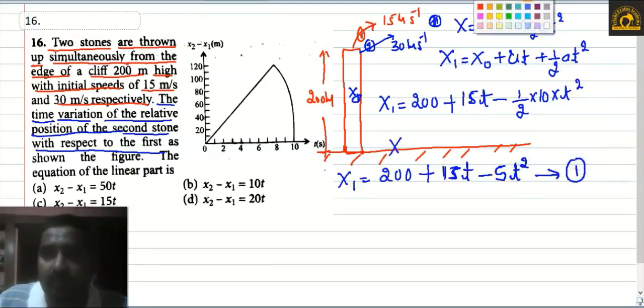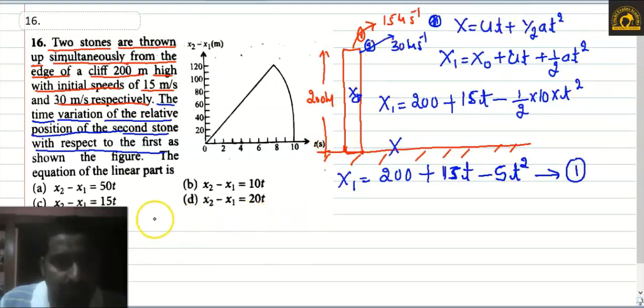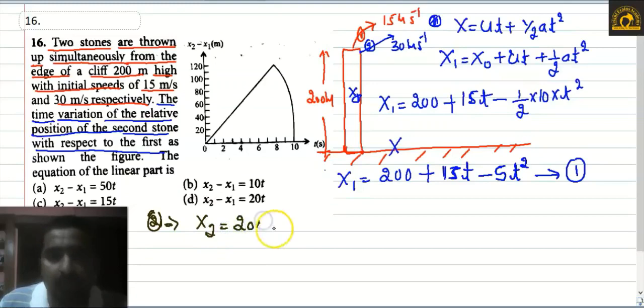Then x2, the second ball, is equal to 200 plus 30t minus 5t square. This is equation 2.